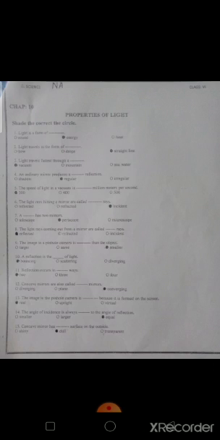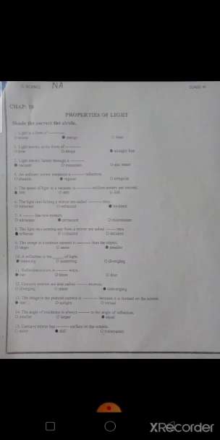Now let us look at the fifth one. The speed of light in a vacuum is dash million meters per second: 300, 400, or 500. Here the correct option is 300. The speed of light in a vacuum is 300 million meters per second.